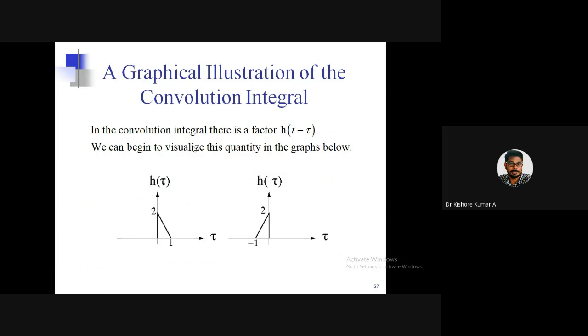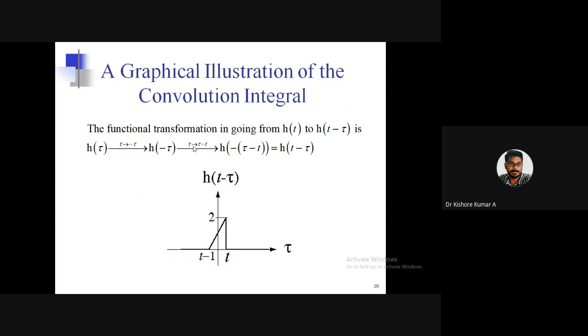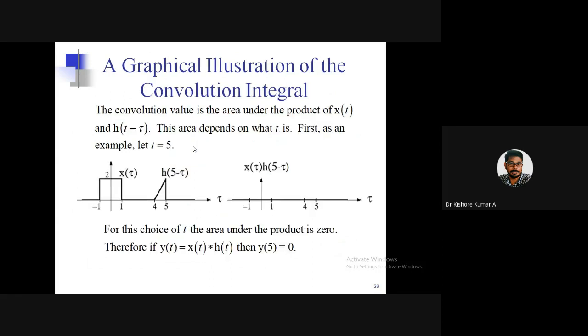So this is the graphical illustration for h of t minus tau. That is the variation in time constant, and here it has been just transformed, going from h of t to h of t minus tau. In the previous case it is minus 1, so in this case there is t to t minus 1. That is the difference here, and this is for t equal to 5. So you will get this value.